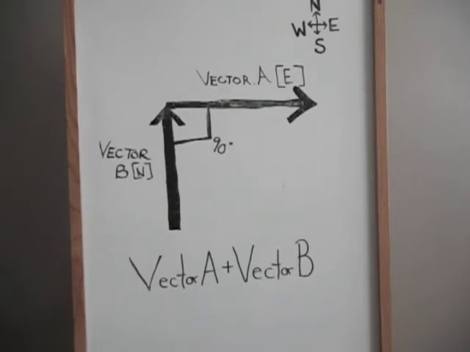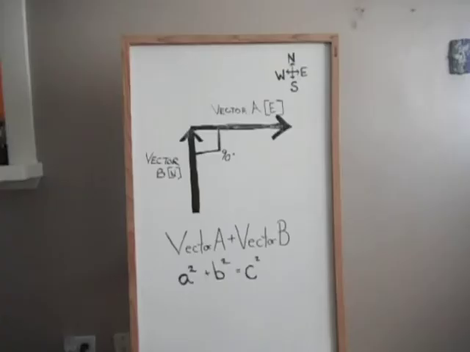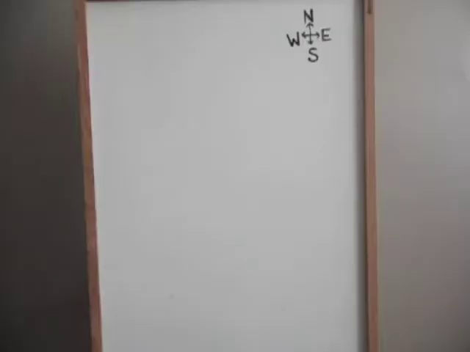To find the solution of vector A plus vector B, one uses the Pythagorean theorem. The Pythagorean theorem is A squared plus B squared equals C squared. From this, we know that vector A squared plus vector B squared equals the solution squared. In this equation, A represents the length of vector A, B represents the length of vector B, and C represents the hypotenuse. To find the direction of the solution, you will need to use the tangent function.